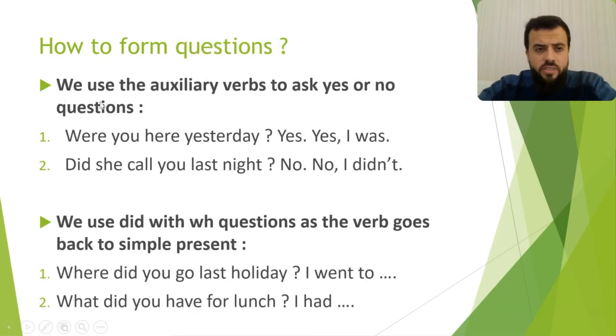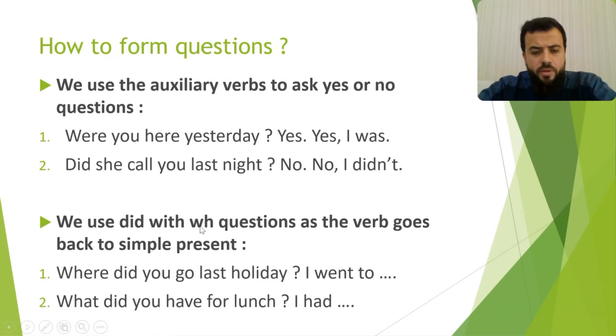How to form questions? We use the auxiliary verb to ask yes or no questions. For example, here. Were you here yesterday? You can say yes. Yes, I was. If this is the longer answer, both of them are true. Did she call you last night? No. No, she didn't.